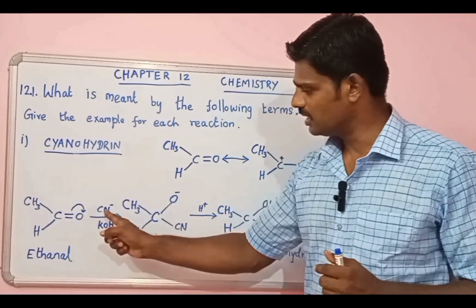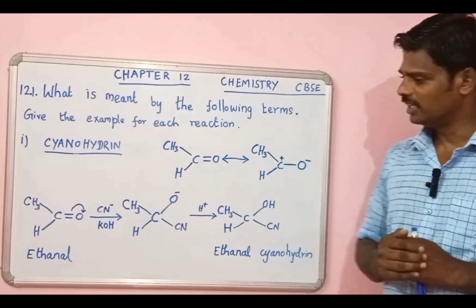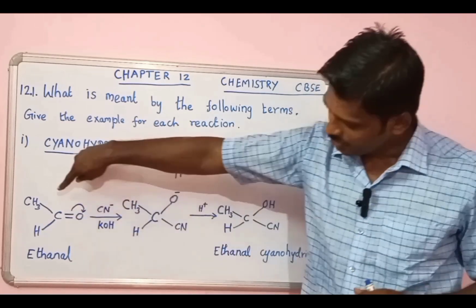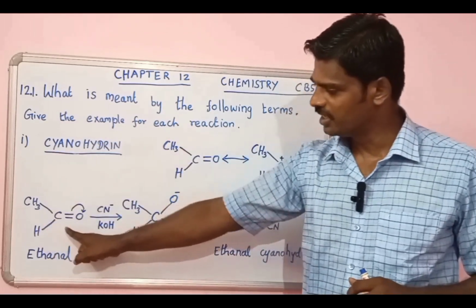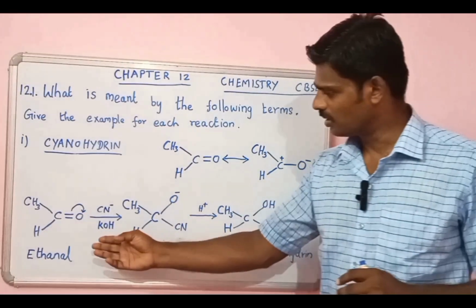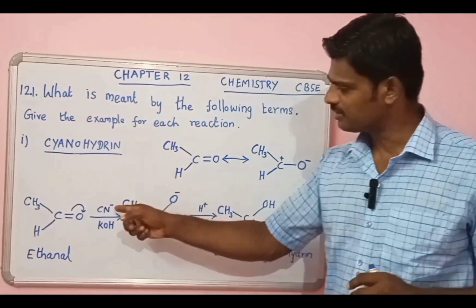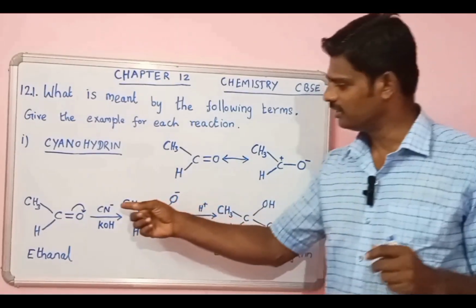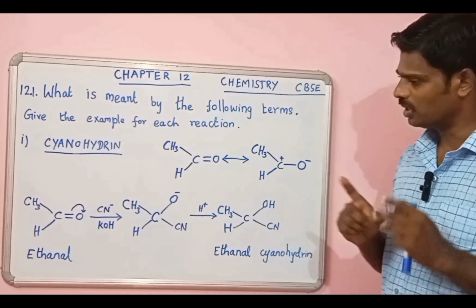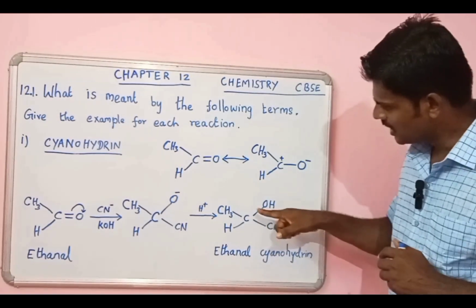To introduce the cyanide group we will normally use hydrogen cyanide, and the catalyst is an alkali, KOH. So CH3CHO, this is ethanal, or acetaldehyde, whatever we call it. The HCN splits into H plus and CN minus, and this CN minus will attack the carbon. This is the plus, so normally the minus will attach to the plus group.